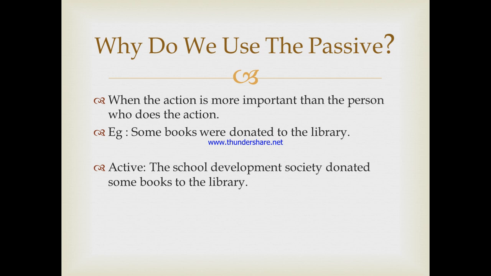Here in the second sentence, I have written it in the active voice form. The School Development Society donated some books to the library. Here we are focusing on the doer, right? Who gave the books to the library? The School Development Society. Yes, we are focusing on the doer, not the action, right? For those type of situations, we use active voice. But when we are not focusing on the doer, we have to use passive voice. That's the first usage of passive voice.